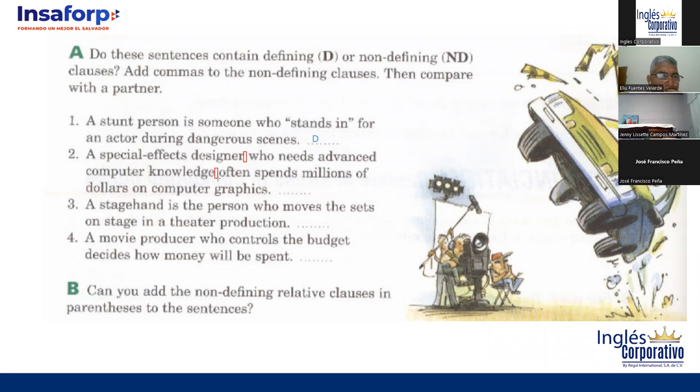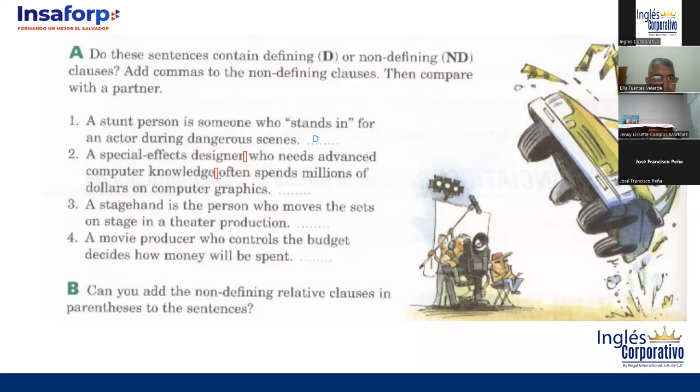Okay, very good. In that case, I understand, Jose, that you're saying that this is a non-defining relative clause or a defining relative clause. I'm sorry, I didn't get that part. It's a non-defining relative clause. Why? Can you repeat that? Yeah, because we can drop that information and still understand what a special effects designer is. Okay, very good. You're saying something that is true, Jose. As you said before, it is a non-defining relative clause, right? Because we can leave that information aside.